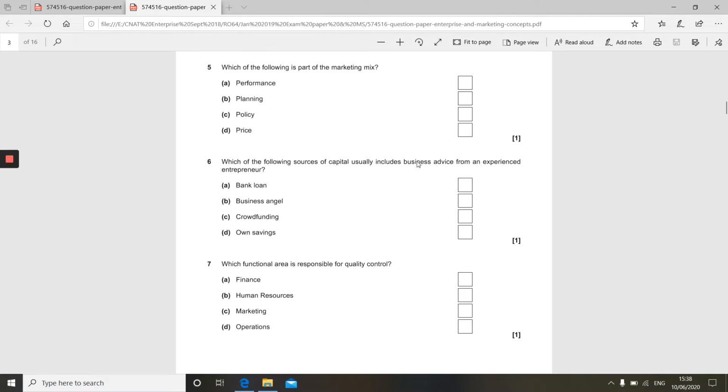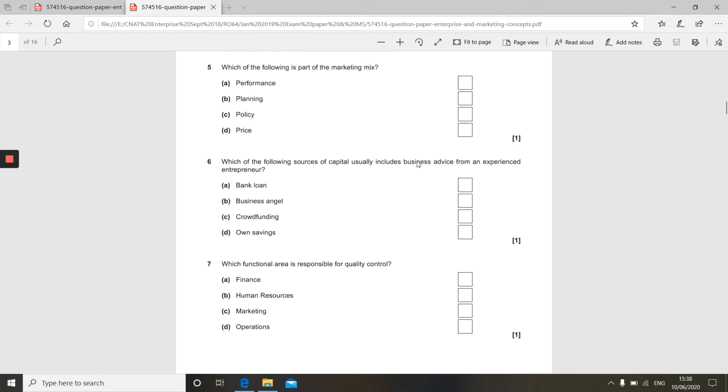Okay. Number 5, a bit of an easier one for you here. It says, which of the following is part of a marketing mix? So think back to what the 4 Ps are for the marketing mix and decide which one out of that list is one of the Ps.